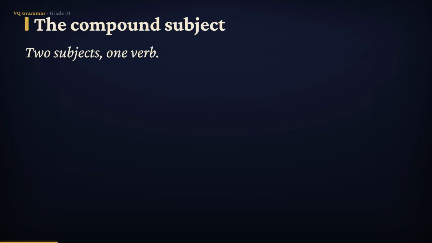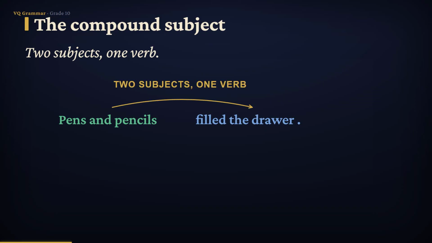Here is a compound subject at work. Pens and pencils filled the drawer. Ask the usual question, who or what filled the drawer? Two answers come back, pens and pencils. Both of them are simple subjects, and notice what they are doing. They are sharing a single verb. Pens filled it, pencils filled it. But we write the verb only once, and the word and pulls the two subjects together in front of it.